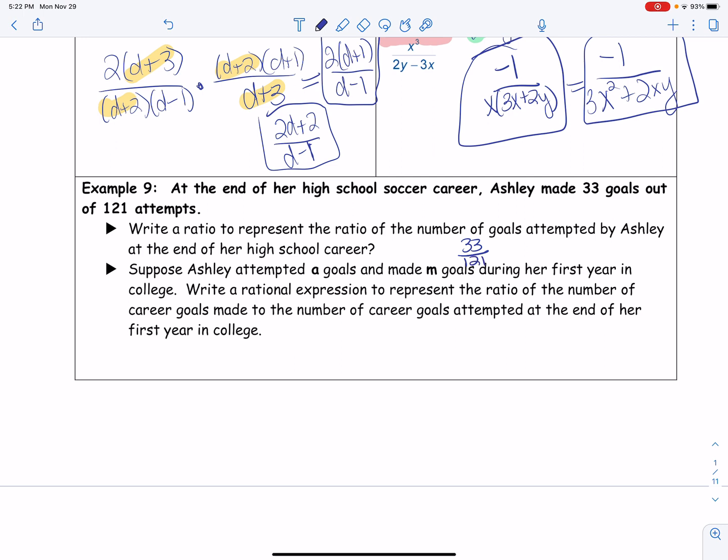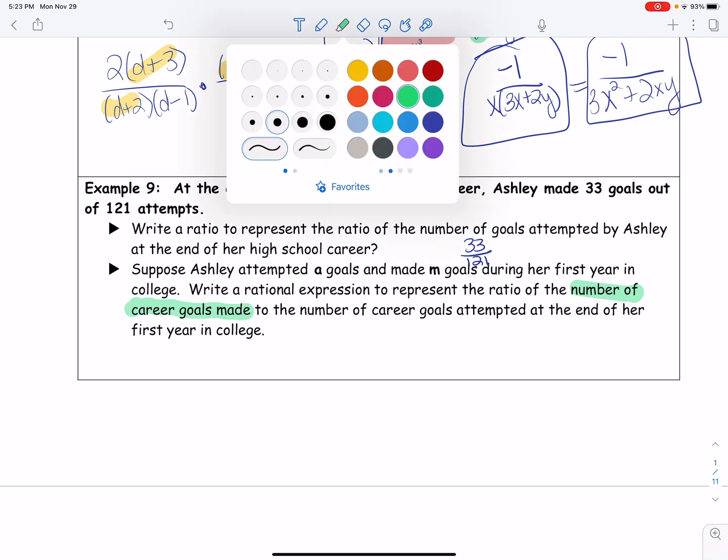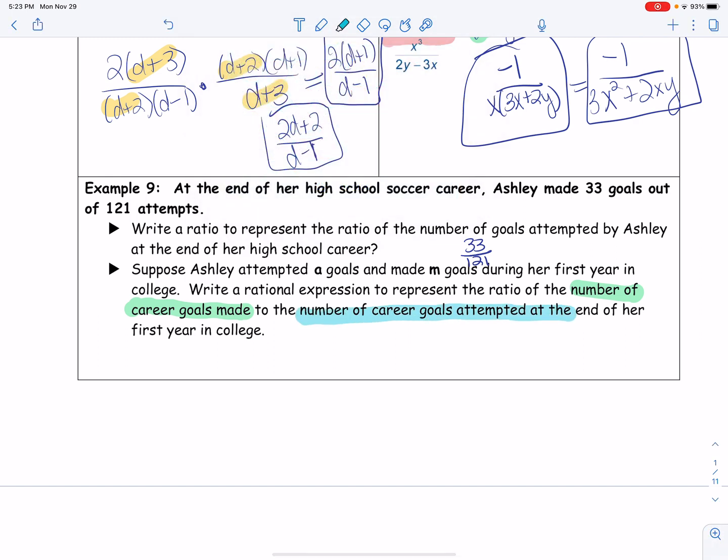So it says, suppose Ashley attempted A goals and made M for her first year in college. Write a rational expression to represent the ratio of the number of career goals made to the number of career goals attempted, okay, at the end of her college year. And they put it in the wrong order. I hate this. The number of career goals made, so that's on the top, to the number of career goals attempted, okay, at the end of her first year in college.